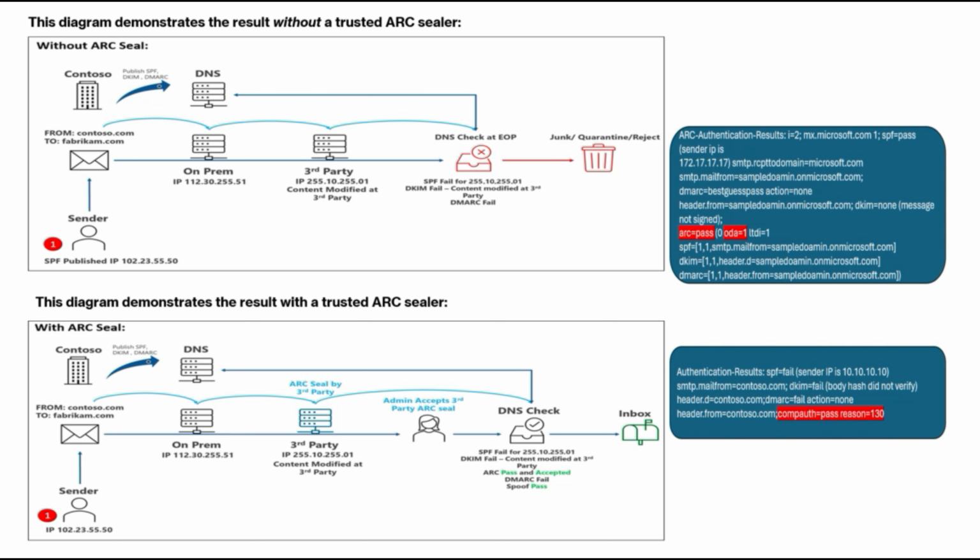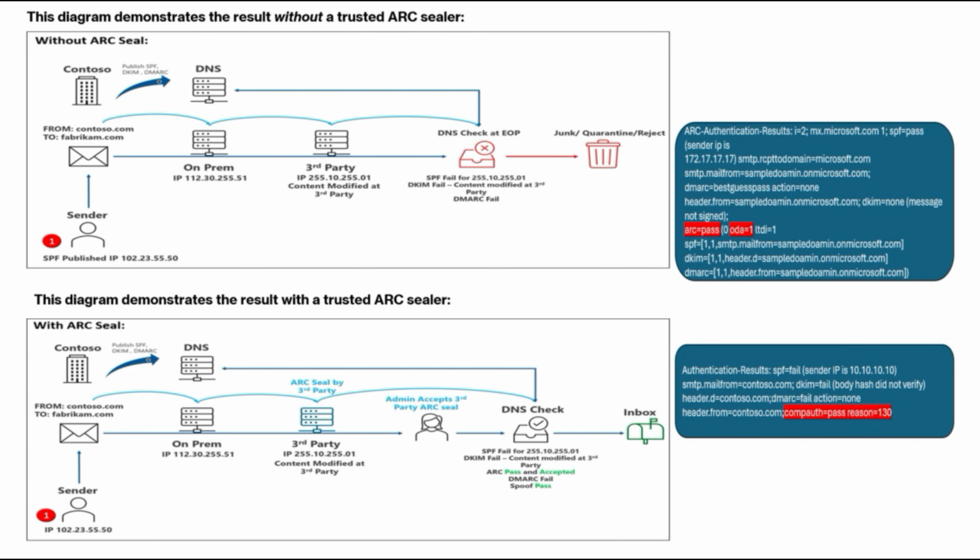Also, if you want to see if there is an ARC seal from a service before the message reaches Office 365, you can check the message header for the latest ARC headers after the message was delivered. In the ARC authentication results, you can look for the value that says arc=pass, oda=1. These values indicate that the previous ARC has been verified and trusted, and the previous pass result can be used to override the current DMARC failure. To check whether the ARC result was used to override a DMARC failure, look for compauth=pass, reason=130 in the latest authentication results header.